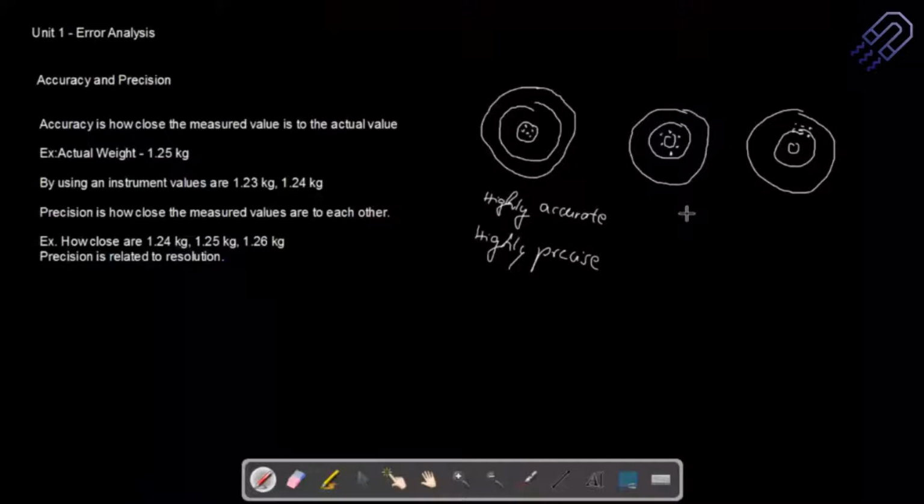Is it accurate? The second part. Okay, the first part, you see the points are very near or on the bullseye, so we can say they are accurate. Okay, and they are very close to each other, so we can say they are precise. Okay, what about this case? Can we call it accurate?